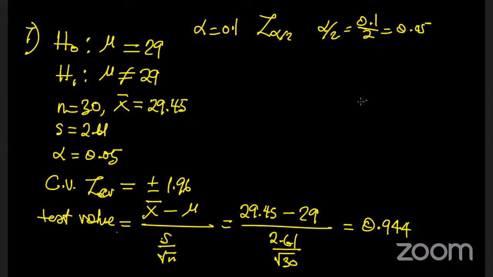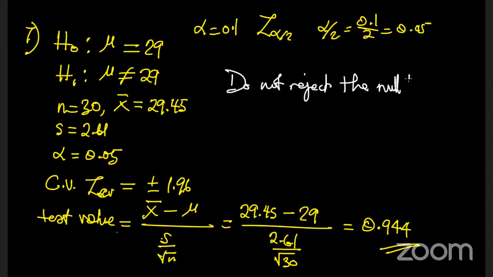Okay, so what does this mean? This is about 94.4%. This means that we should not reject the null hypothesis. Do not reject the null. Do not reject the null hypothesis.